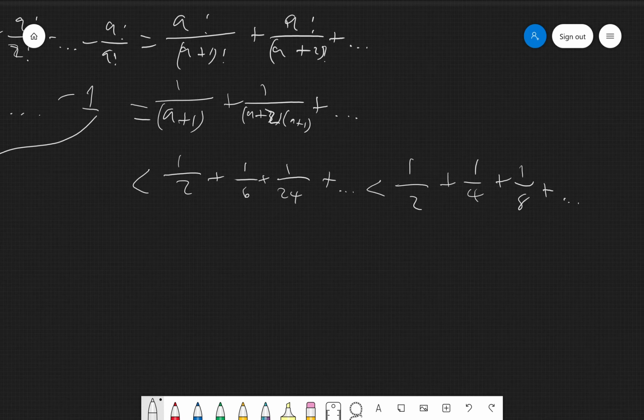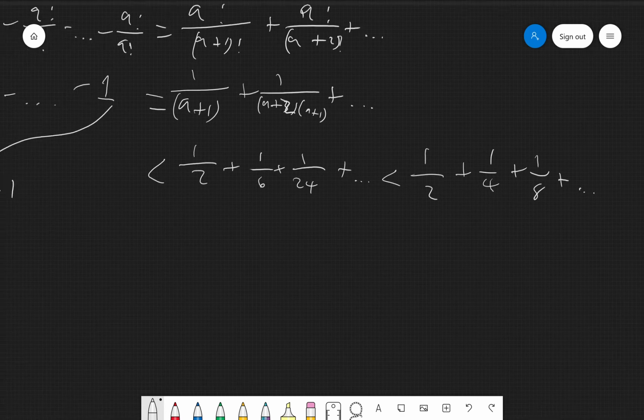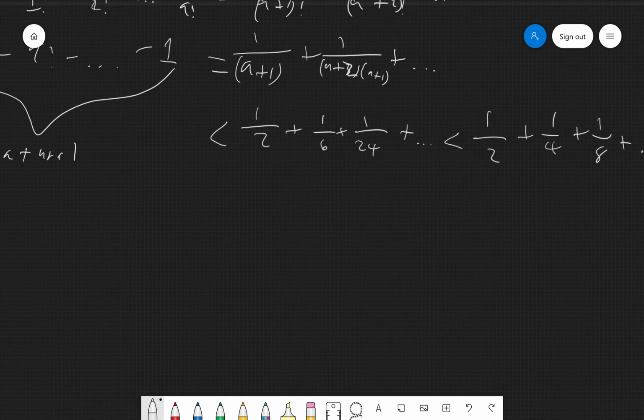Because 1/6 is obviously less than 1/4, 1/24 is less than 1/8, and everything beyond that is less than whatever terms are here. So now this is much easier to deal with, our geometric series, right?